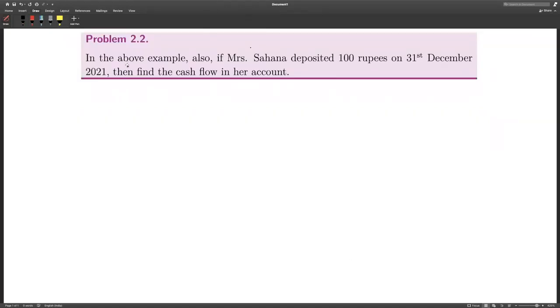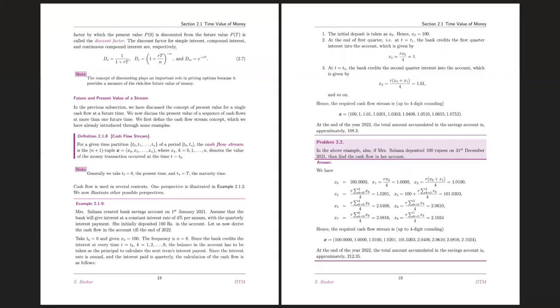Problem number 2 says that in the example 2.1.9, if Mrs. Sahana deposits 100 rupees on 31st of December 2021, then find the cash flow in her account. So this is about the cash flow from the point of view of the account of a person. Let's recall what is example 2.1.9. The example says that Mrs.